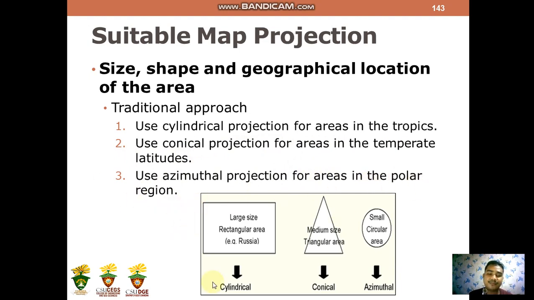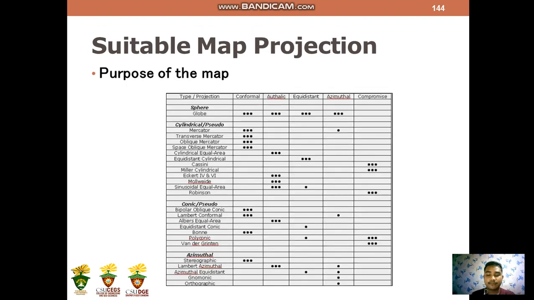So mao ni ang best na guide: kung large size rectangular area such as Russia, ang gamiton is cylindrical, and medium size or triangular pud ang forma sa iyang region, magamit kang conical. Pag circular area, azimuthal imong gusto. Azimuthal imong gamiton.